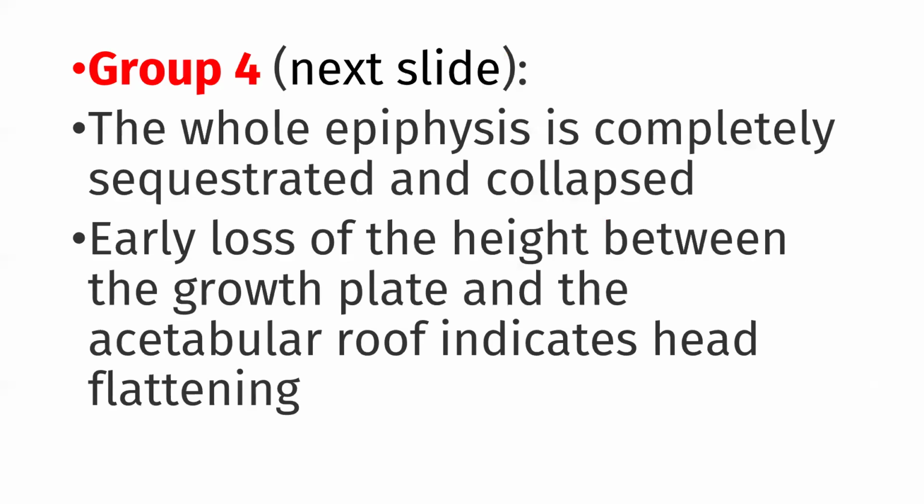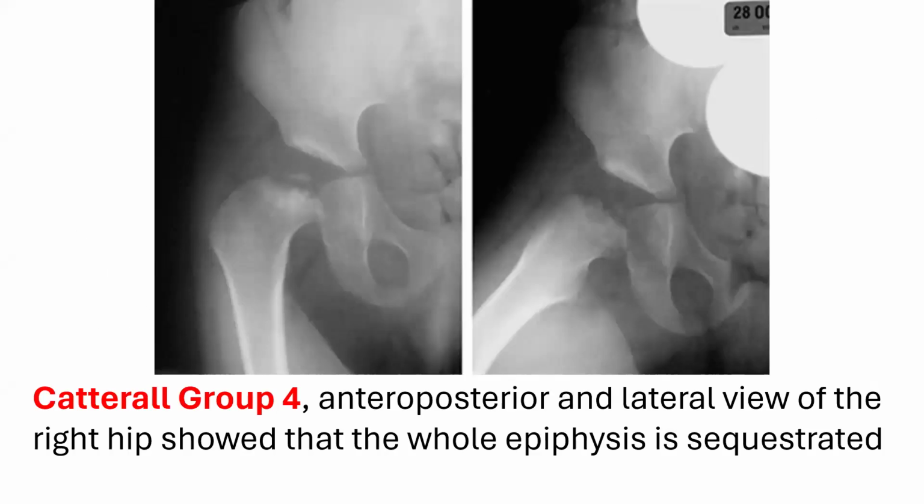Group 4, the whole epiphysis is completely sequestrated and collapsed, and early loss of height between the growth plate and the acetabular roof indicates head flattening. This shows you the total involvement is head flattening. These are well demonstrated on the anterior, posterior, and lateral views of the right hip, which shows that the whole epiphysis is sequestrated.